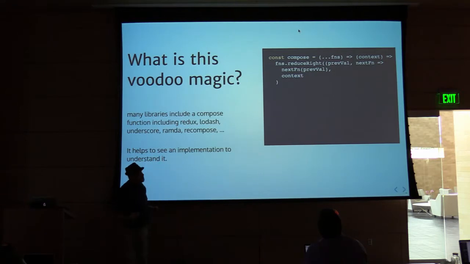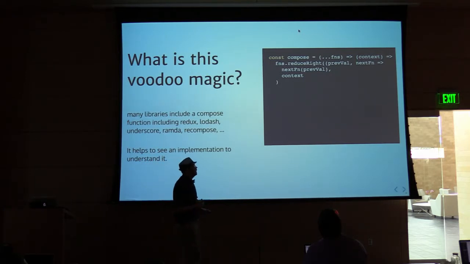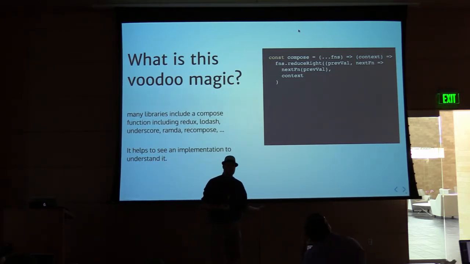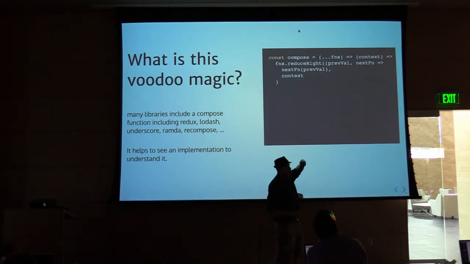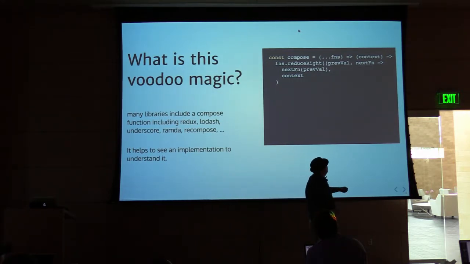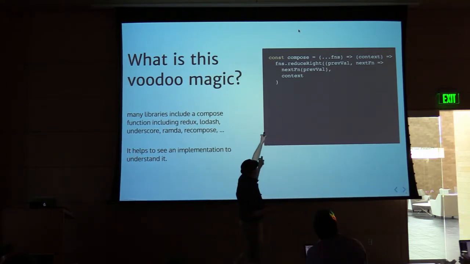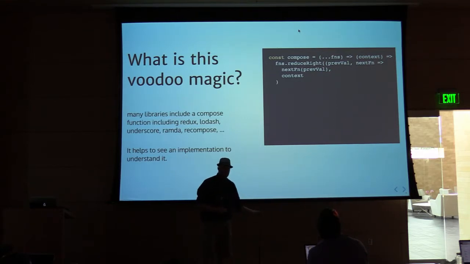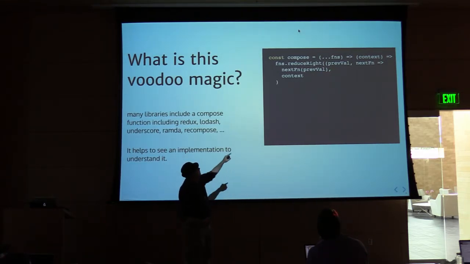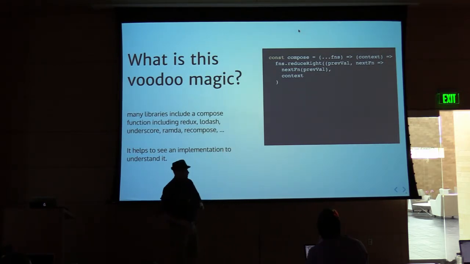Helps to see an implementation. This is compose. You can see it takes functions, any number of functions you give it. Then it returns a function. It takes functions, and then it returns a function. And then it takes what I'm calling context. Once you pass it context, it takes the functions you gave it previously, does a reduceRight on it, and then out spits the result of that composition.